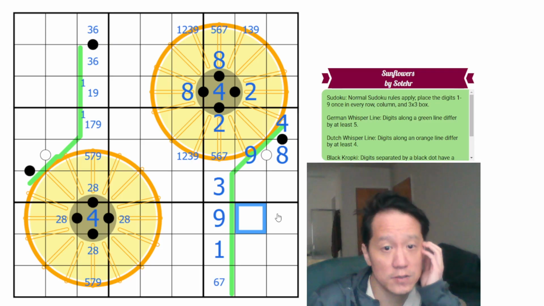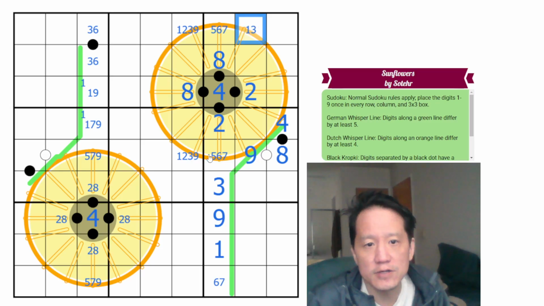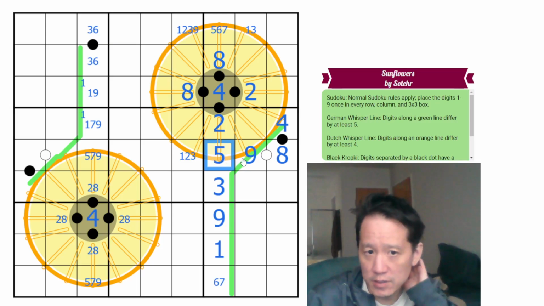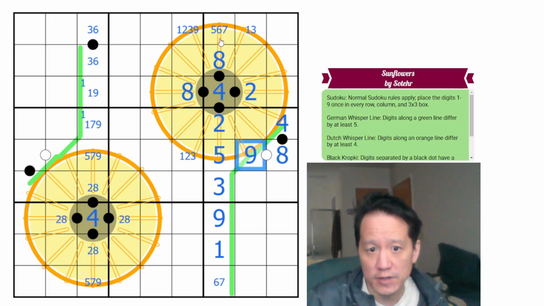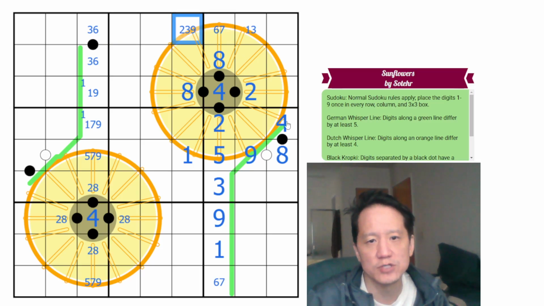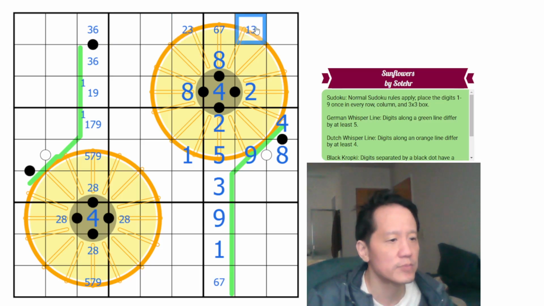Let's see. This can no longer be 9, and this can no longer be 9, and the 9 can only be next to a 5 on a Dutch whisper line, not 6 or 7. Therefore, this can't be 5. This cannot be 2 or 3 because it's next to a 5, so it must be 1, which means this can't be 1. And this can't be 9 because 9 cannot be next to a 6 or 7 on a Dutch whisper line. So this is 2 or 3, and this is 1 or 3.